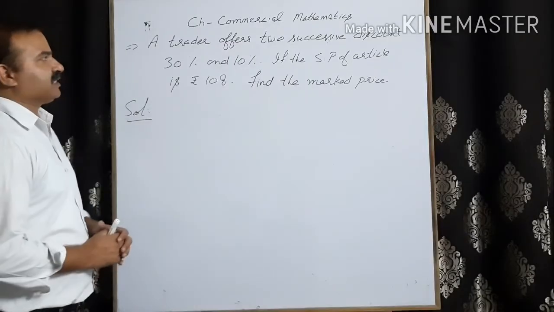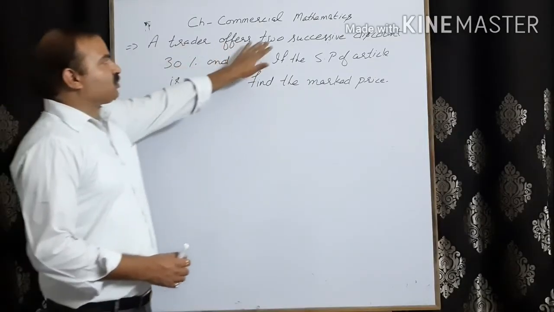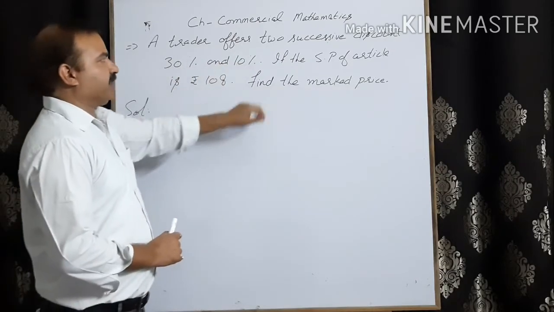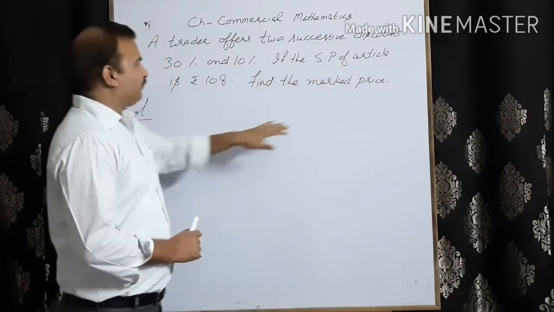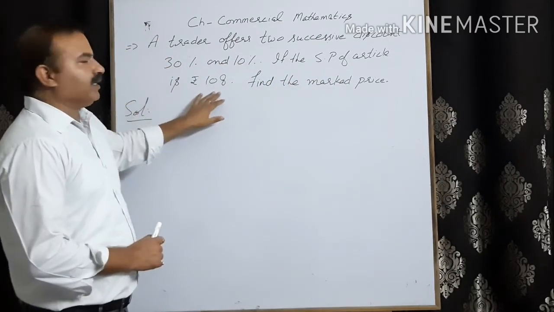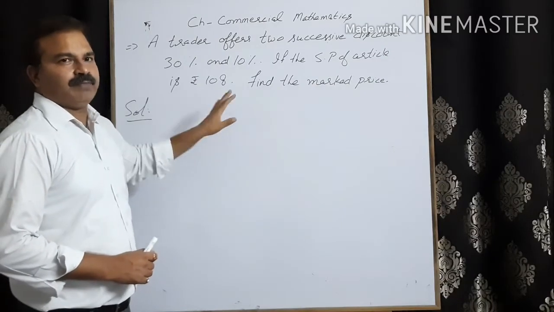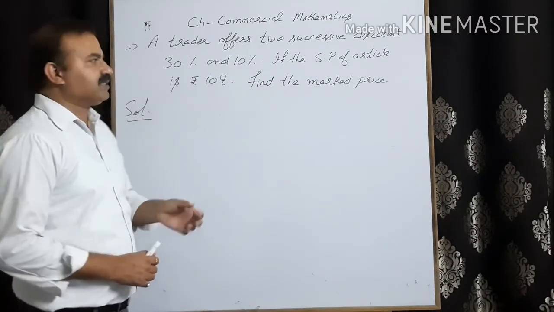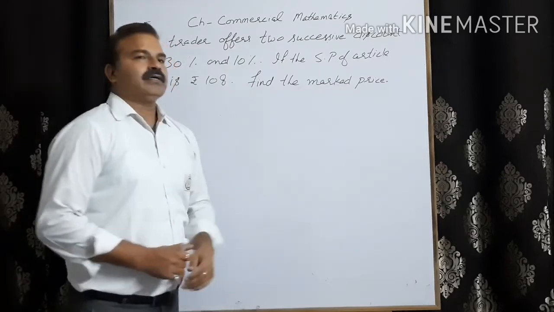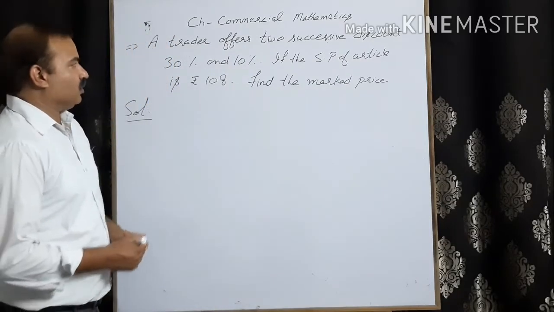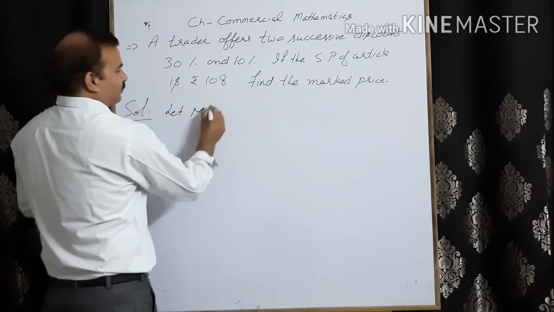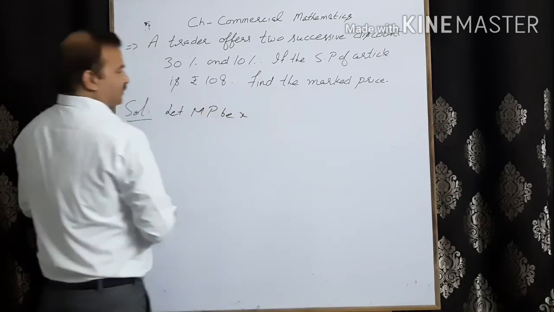The question on successive discount. A trader offers two successive discounts. One is 30% and then 10%. If the selling price of the article is 108, now selling price of the article is 108 means after giving both the discounts on which the item is sold. So we have to find the mark price. So let the mark price be X.